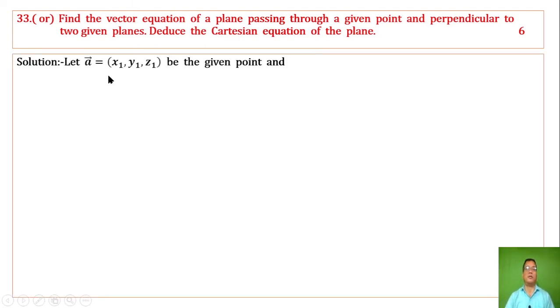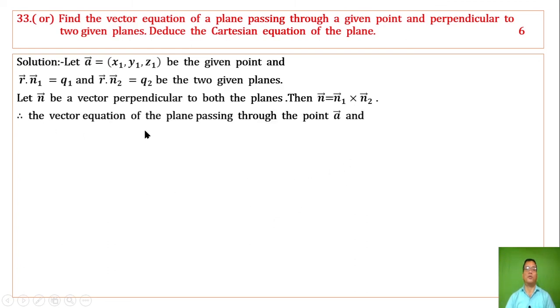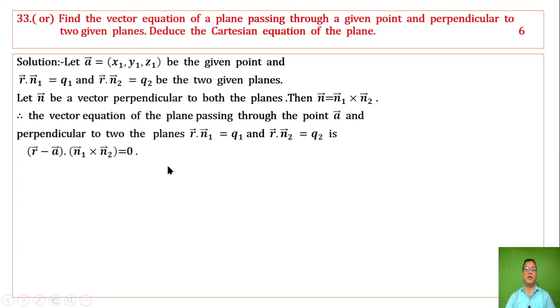Let a vector equal to a1 x1 y1 z1 be the given point, and r vector dot n1 vector equal to q1 and r vector dot n2 vector equal to q2 be the two given planes. Let n vector be a vector perpendicular to both the planes, then n vector equals n1 vector cross n2 vector. Therefore, the vector equation of the plane passing through the point A and perpendicular to the planes this and this is r minus a vector dot n1 vector cross n2 vector equal to 0.